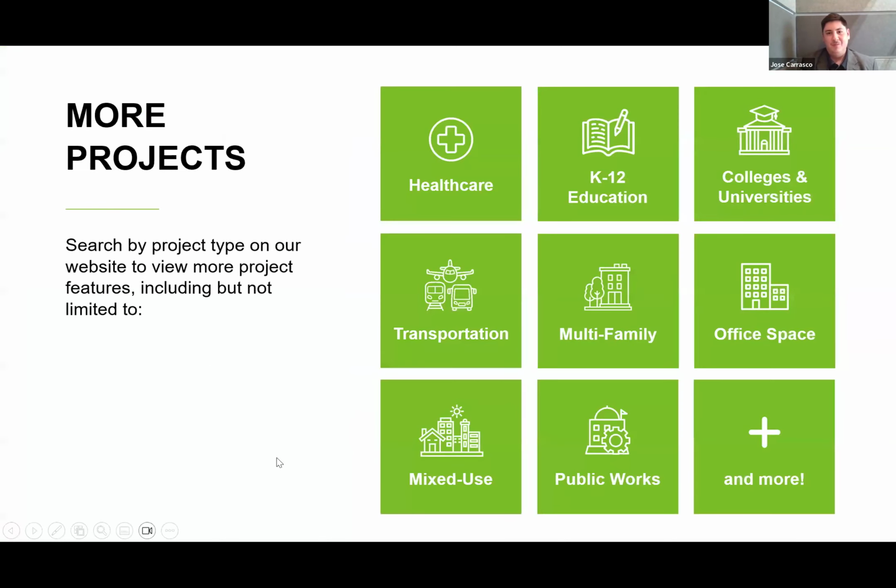As Kevin was mentioning, we've been installed on nearly 4,000 projects across the US and Canada. Showed you a couple there, but there's tons more examples on our website, greengirt.com. You can filter by location, project type, system type, etc. So again, we encourage you to head to greengirt.com and check out our portfolio of projects.